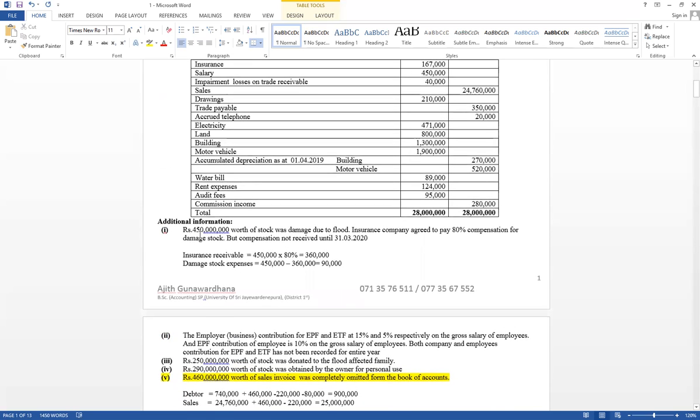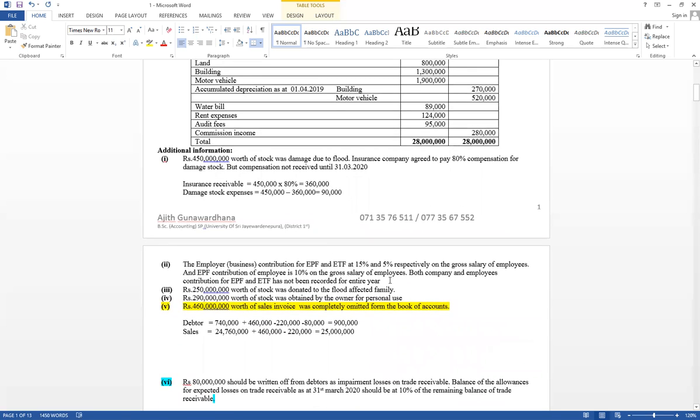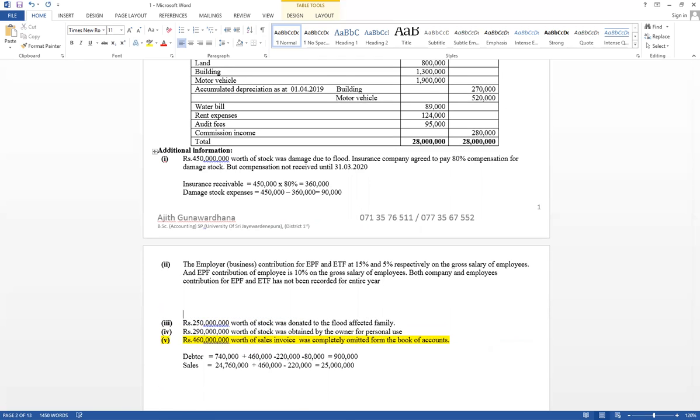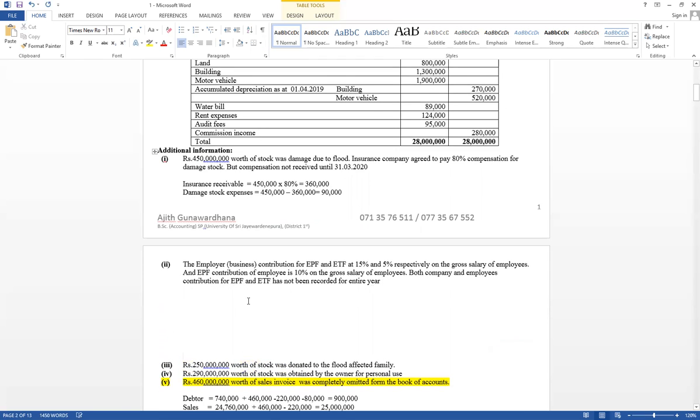Sometimes it has given damaged stock in the trial balance. If it has given damaged stock in the trial balance, in this situation, cost value should not be deducted under cost of sales calculation, but all other adjustments should be done. The next one, 11 for EPF and ETF, a very important adjustment.